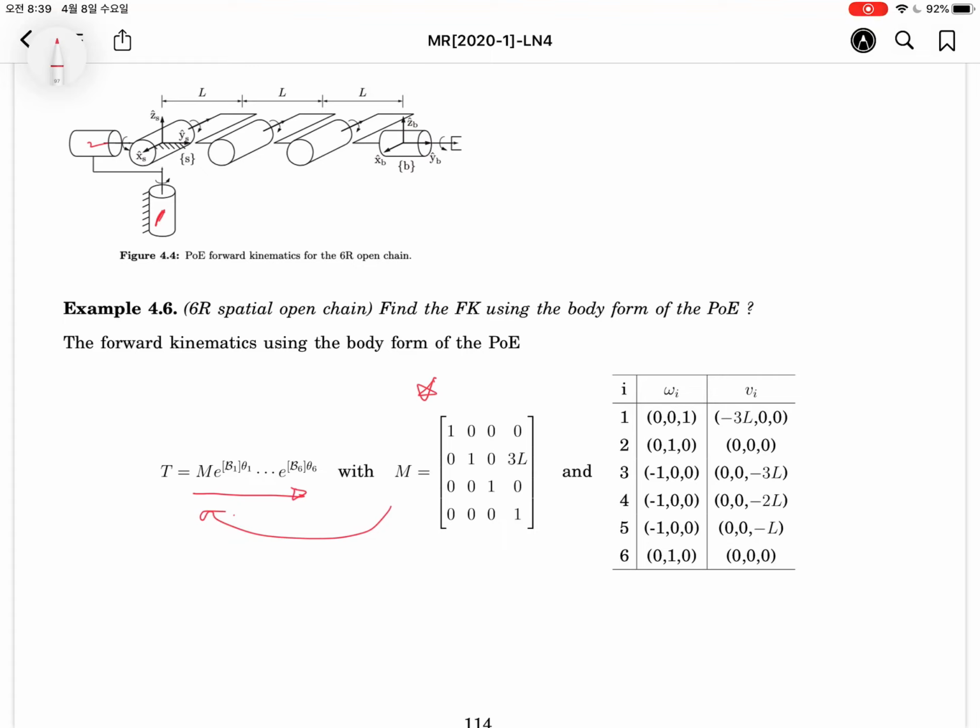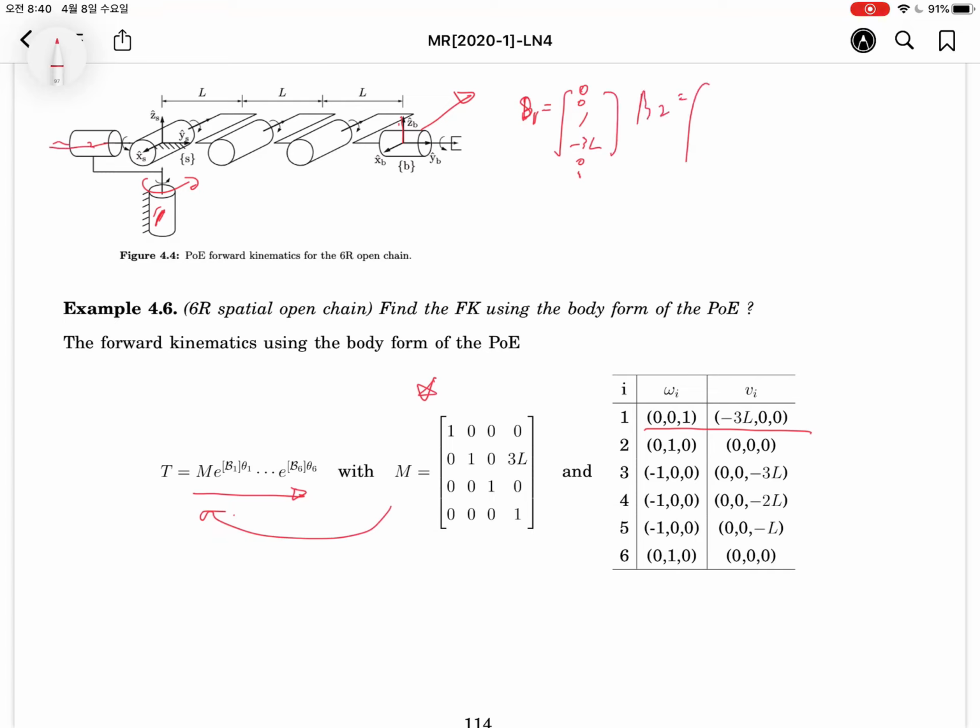Okay, the first joint will be denoted by S1, B1. The rotation axis is the z-axis, so 0, 0, 1 in the body frame. Let's make the movement like this. At that time, the minus x-directional movement will appear in the body frame with a magnitude of 3L, so minus 3L, 0, 0. So we have the first screw axis of the body frame.